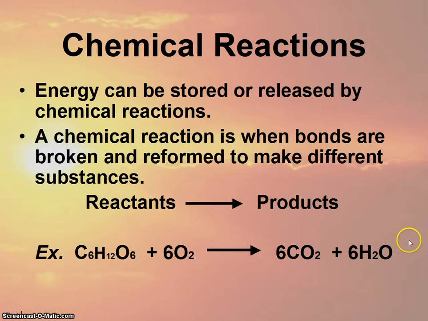Looking at a very basic formula for a chemical reaction, you always start with the reactants. Once these reactants react together, forming bonds or breaking bonds, the result is the products. In this very common formula, you're starting with a compound we should recognize as a carbohydrate, a monomer carbohydrate. It is glucose. It reacts with oxygen and produces carbon dioxide and water.